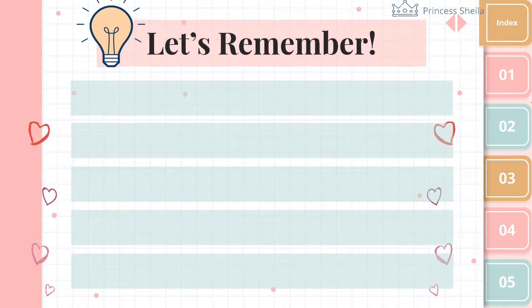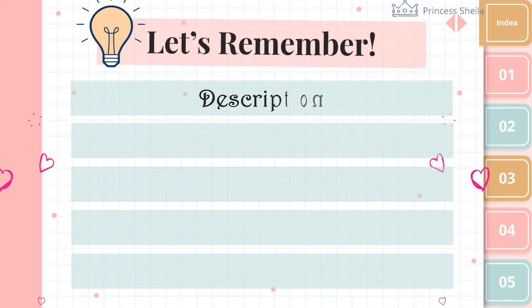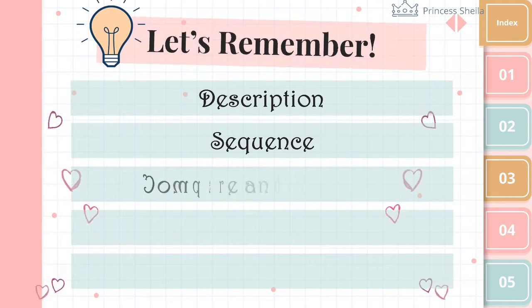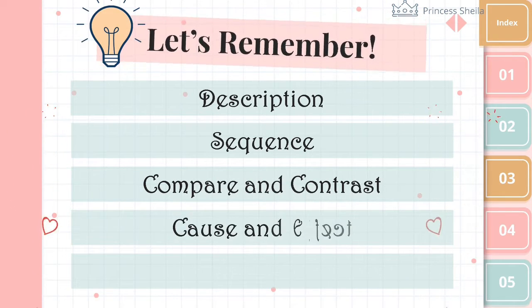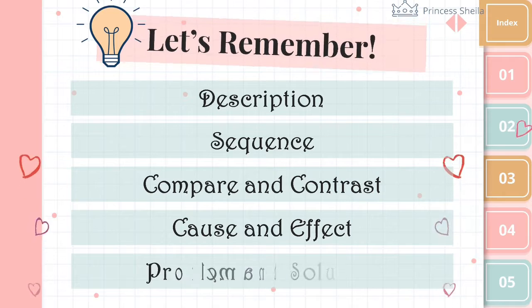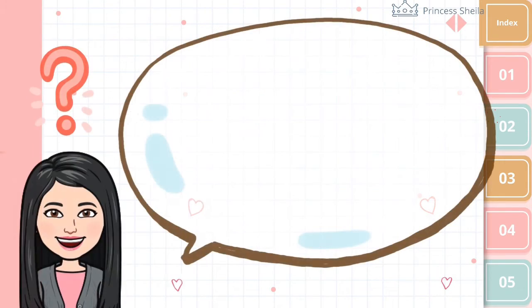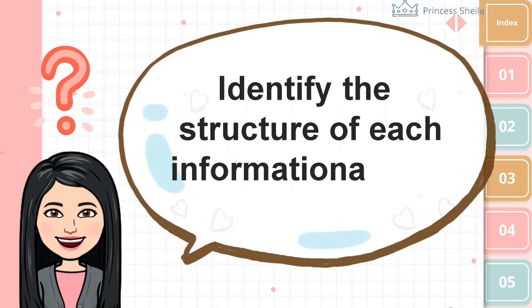Let's remember. There are different structures of informational text. These are description, sequence, compare and contrast, cause and effect. Lastly, problem and solution. Now, let's have a short quiz. Identify the structure of each informational text.